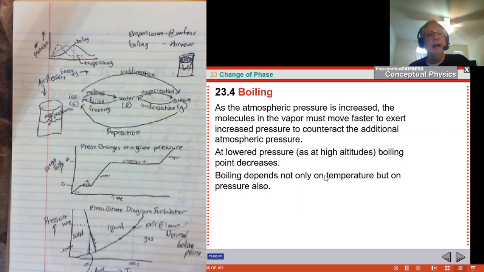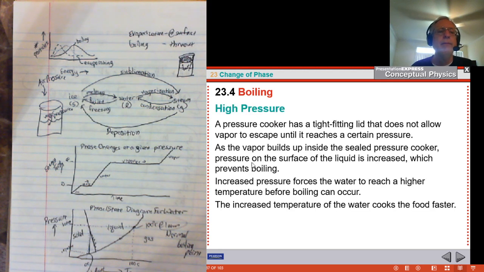If you increase the atmospheric pressure, the molecules in the vapor must move faster, they must have more energy, so it takes a higher temperature to boil. At lower pressures, such as high altitudes, the boiling point decreases. And if I put something in a pressure cooker, which increases pressure, the boiling point increases. So one way to cook things at a higher temperature at high altitudes is to use a pressure cooker.